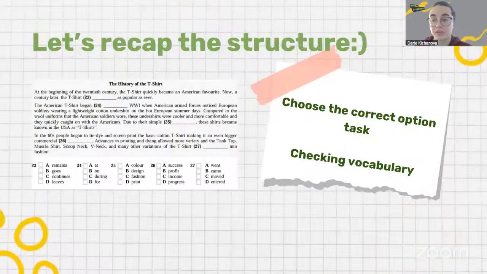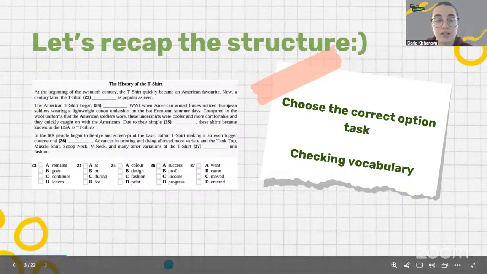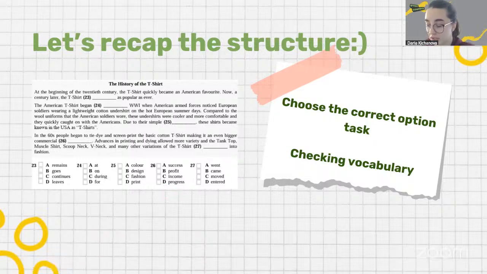Let's quickly recap the structure of NMT use of English. So the first task is the checking vocabulary task. There you can see that we will have a text and 5 different questions. I can see that you say that you don't hear me. Tell me please, what about now? Good. So, the first task is checking vocabulary.